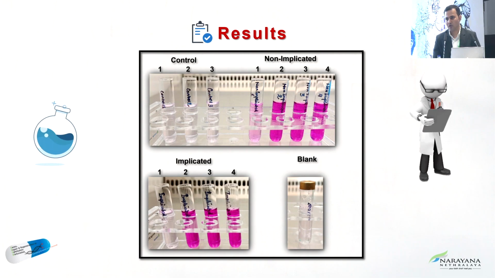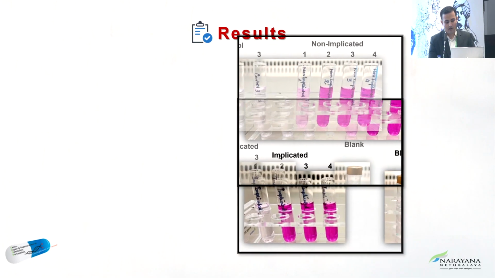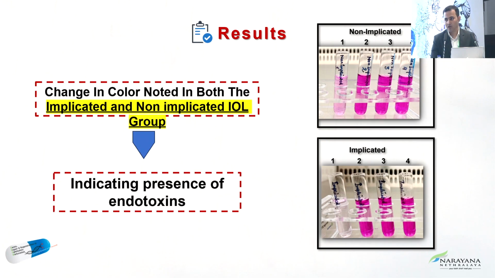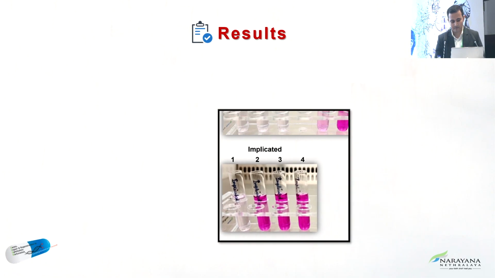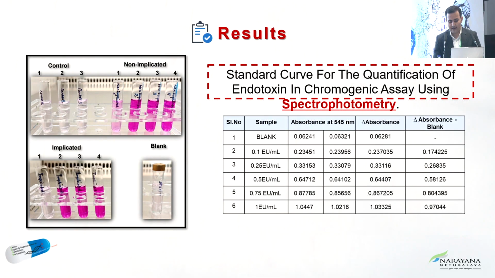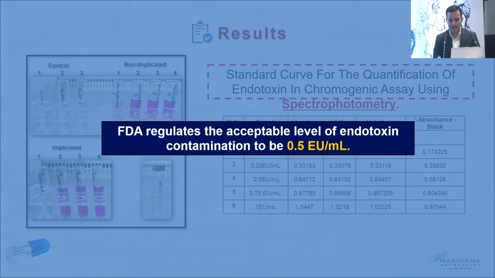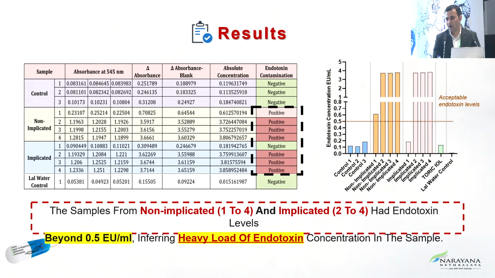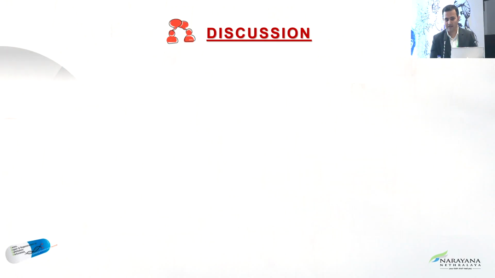As expected, the control group did not show any color change. But to our surprise, both the implicated and the non-implicated IOLs showed a color change. To remind you, the non-implicated IOLs had not previously caused TASS in their batch. So we quantified them using spectrophotometry with a light of wavelength 545 nanometers. The FDA currently regulates the acceptable level of endotoxin contamination to be 0.5 EU per ml. So, out of these IOLs, 3 of the non-implicated IOLs and 3 of the implicated IOLs had a concentration which was more than the FDA-regulated levels.